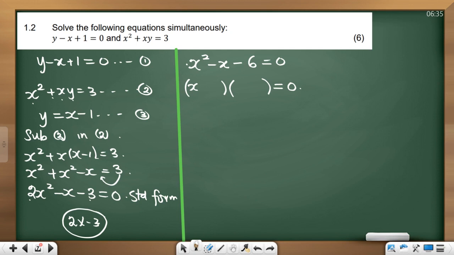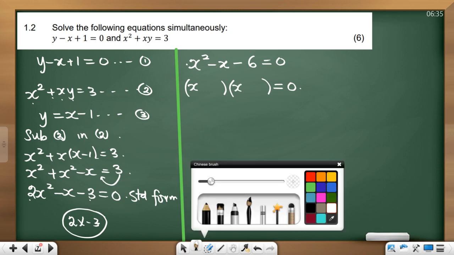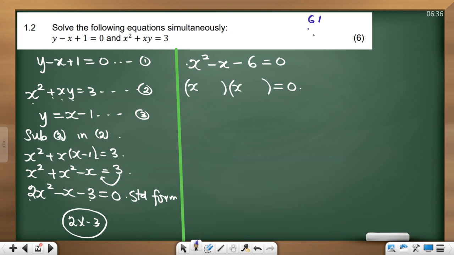Okay, now before I put minus, I want factors of 6, but I want to get 1. My factors of 6 would be 6 and 1, 2 and 3. Those are the things that will give me 6. But I want to get 1 when I add. So 2 and 3 would be my ideal values. But I want a negative 1. How do I get a negative 1? Plus 2 minus 3. Awesome.